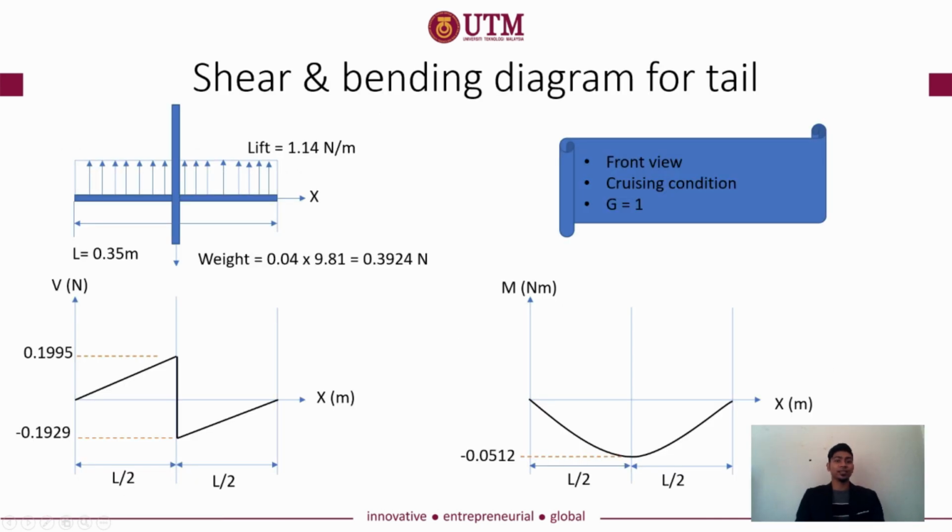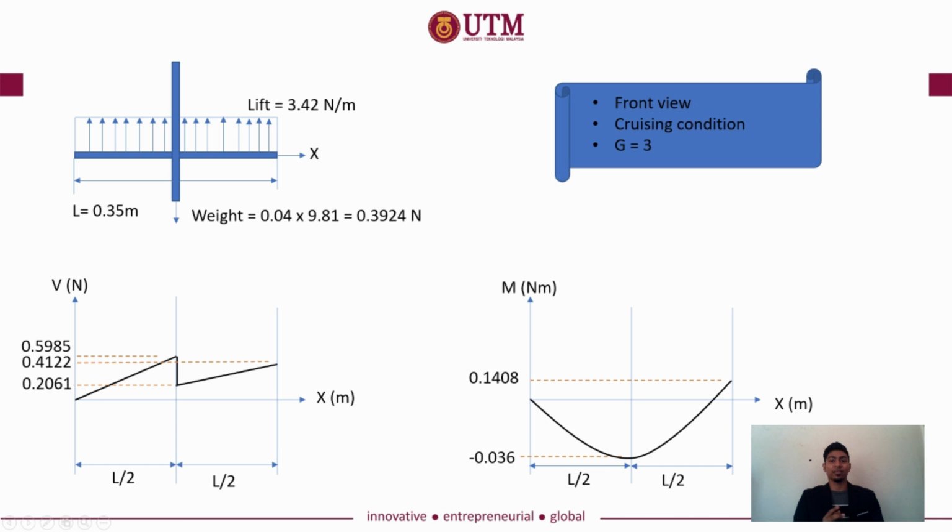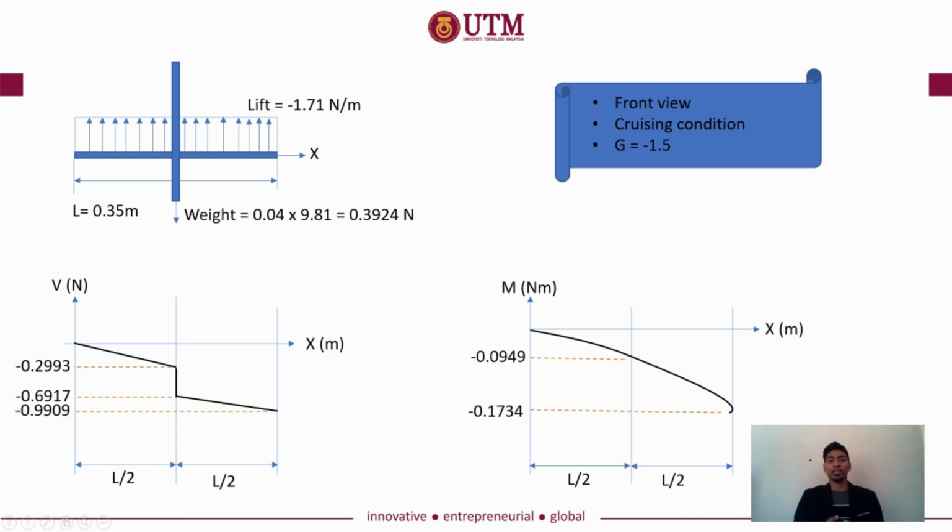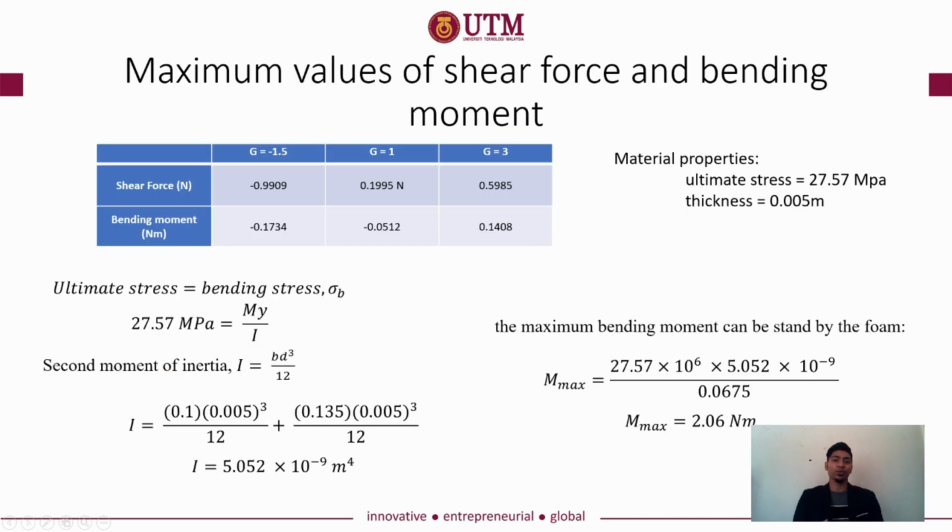Here is the shear and bending diagram for the tail. This one applies for G equals 1. Then here is G equals 3. And the last one is G equals negative 1.5. They have different trends of graph and amplitude. The maximum values of shear force and bending moment are shown in the table here.